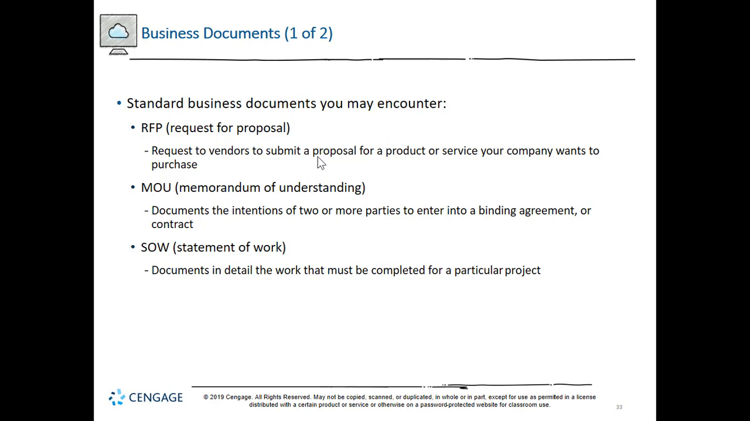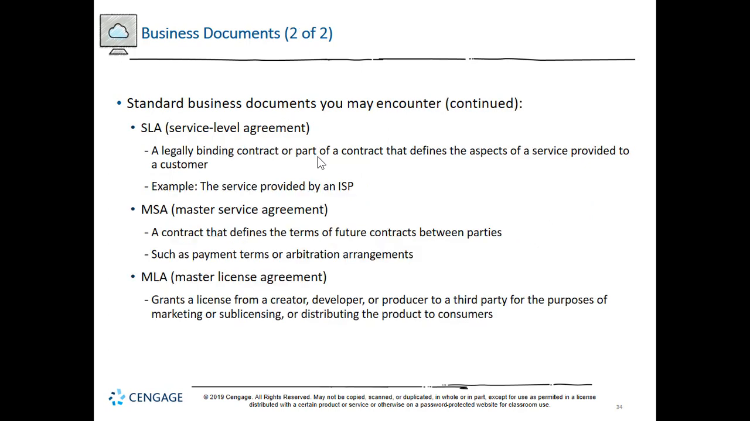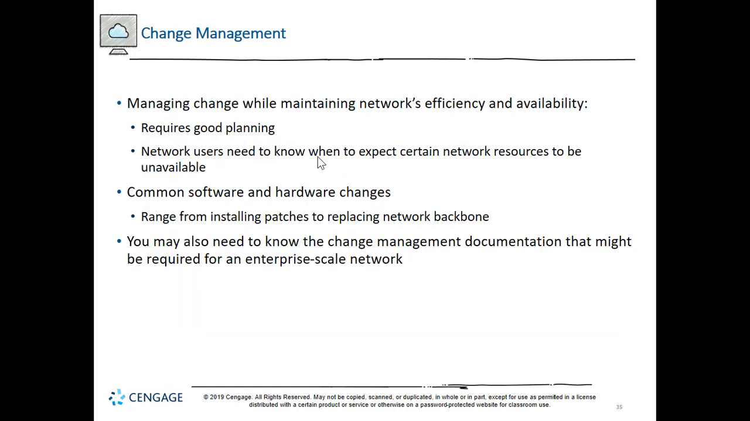Okay. Now, standard business documents, for when you get a request for your company to do something, called an RFP. Documents that are used to make sure everybody understands what we're going into are a memorandum of understanding, and then the detailed work that is going to be done is your statement of work. That is all written in your book as well. Service level agreements are part of the contract. A master service agreement defines the terms of future contracts between the parties, and most importantly, payment. And then your master license agreement, which we can all look at in our books.